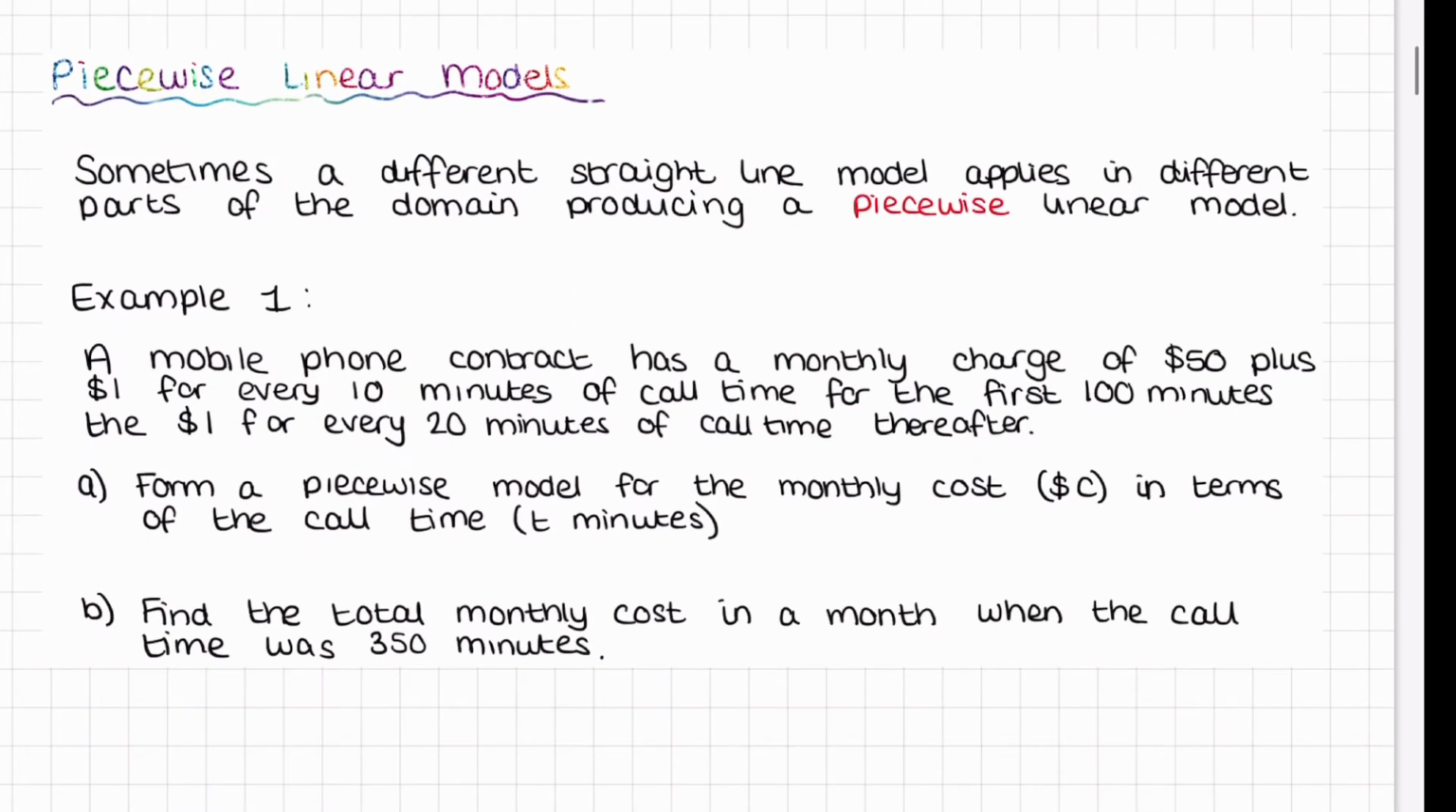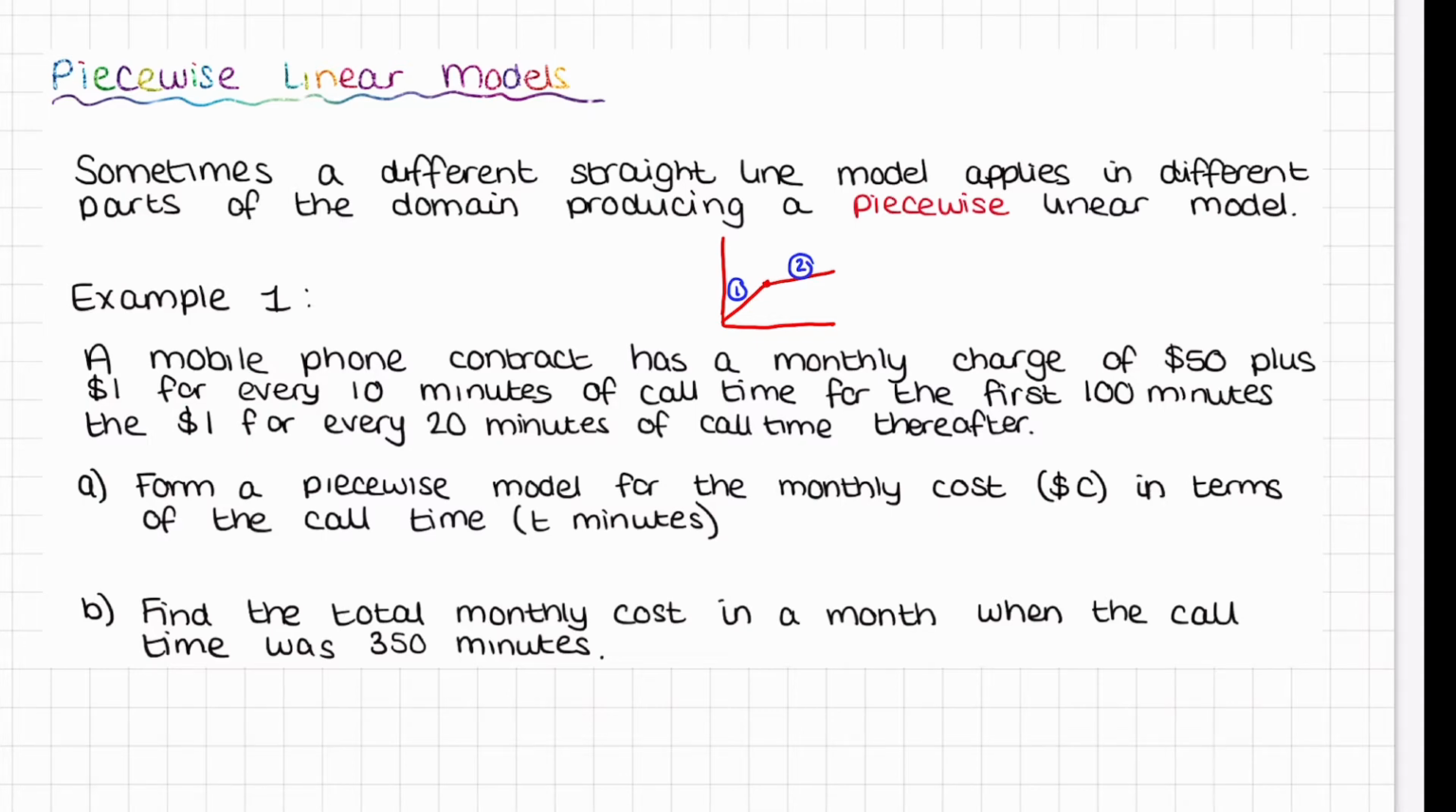Next, piecewise linear models. Sometimes a different straight line model applies in different parts of the domain, producing a piecewise linear model. So it means you have one straight line graph, and then it gets to a point, and then a different straight line graph joins on in a way. And so if we're going to graph that, you would have, say, a line that went to there, and then it maybe went that way. So you'd have an equation for the first half of the line, and then you'd have an equation for the second half. That's a piecewise function.